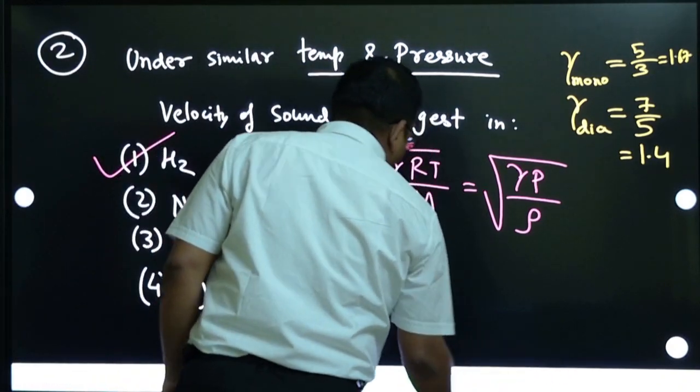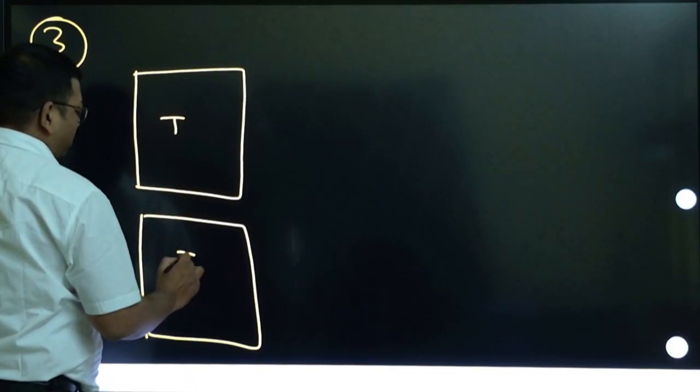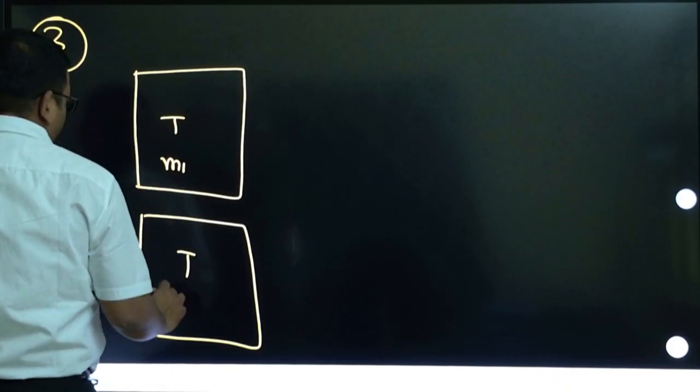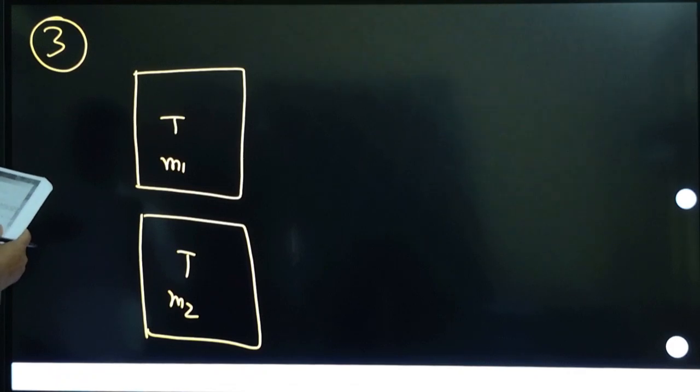Question number 3. The monatomic ideal gases 1 and 2 of molecular masses M1 and M2 are enclosed in separate containers kept at the same temperature. So two containers are there. Two containers, temperatures are the same, T. Molecular masses are M1 and M2.